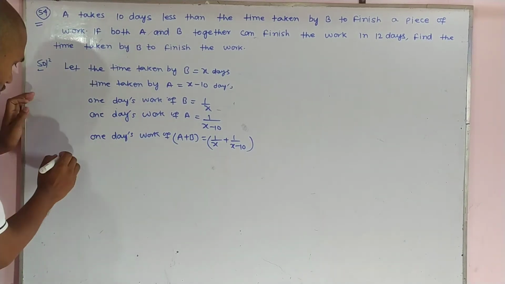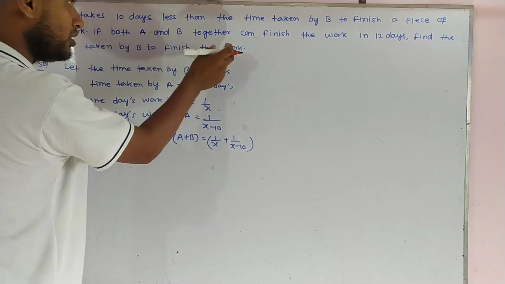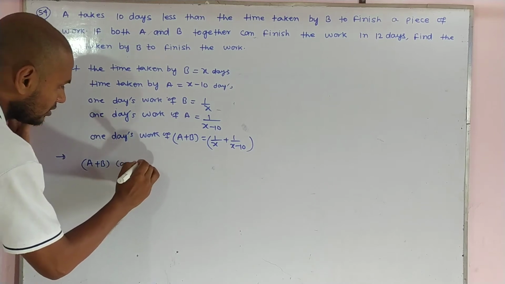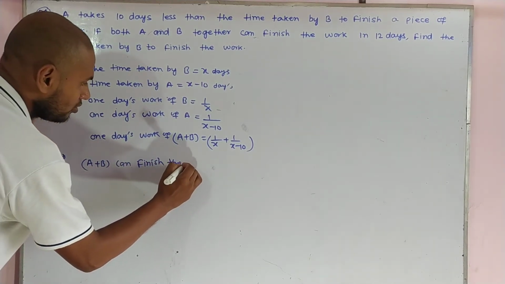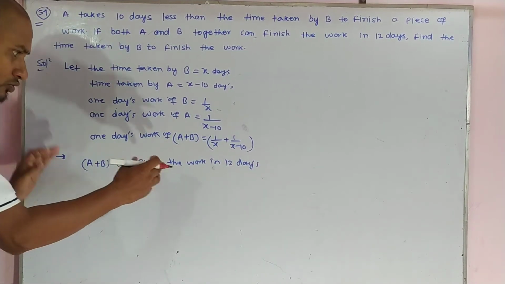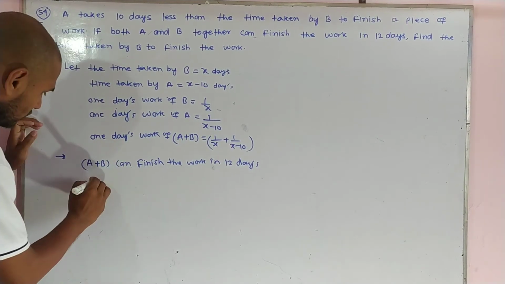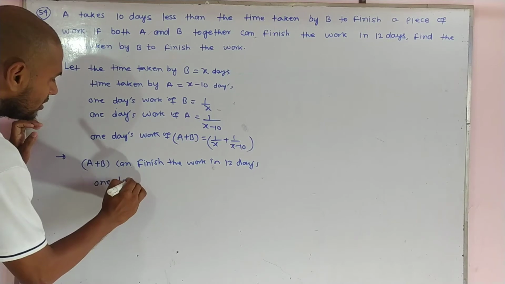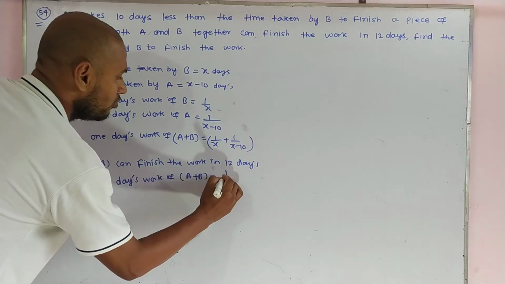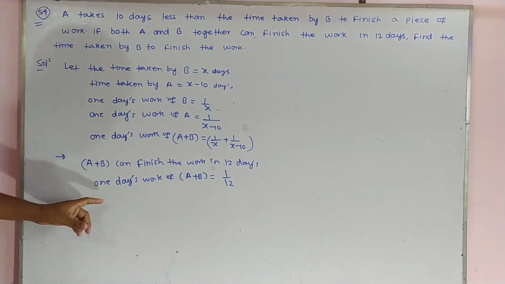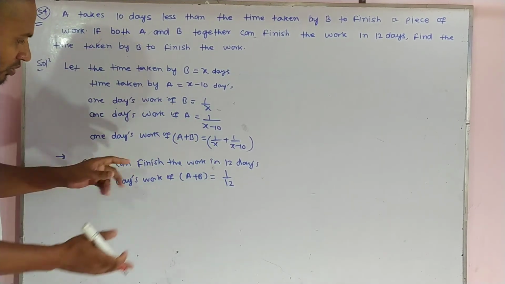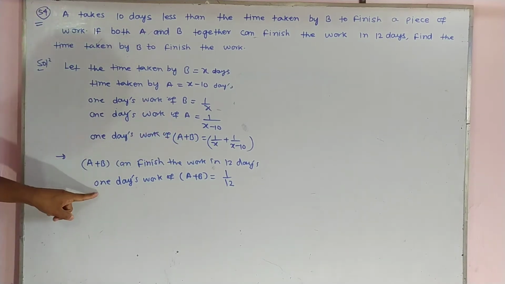And in the question, if A and B together can finish the work in 12 days, then 1 day's work of A and B becomes 1 upon 12. And we know that 1 day's work of A and B also becomes 1 upon x plus 1 upon x minus 10. These two things will be equal, because this one is the 1 day's work of A and B, and this one is also the 1 day's work of A and B.